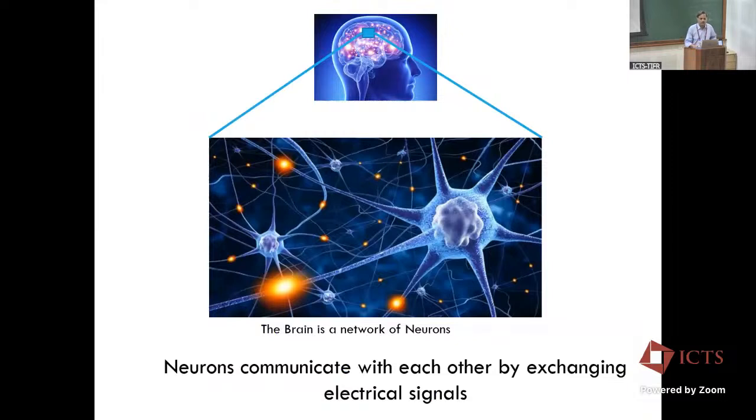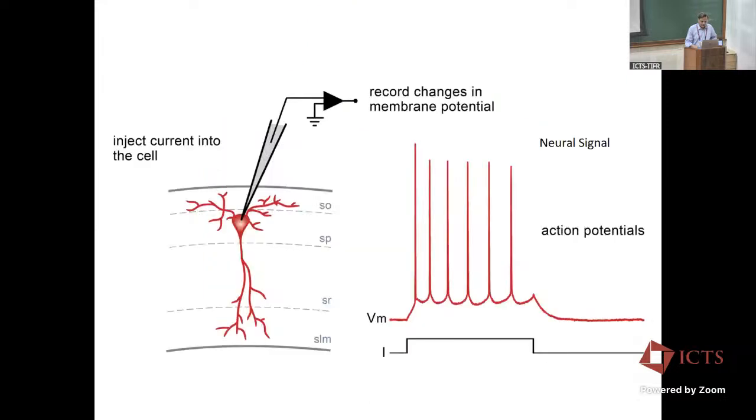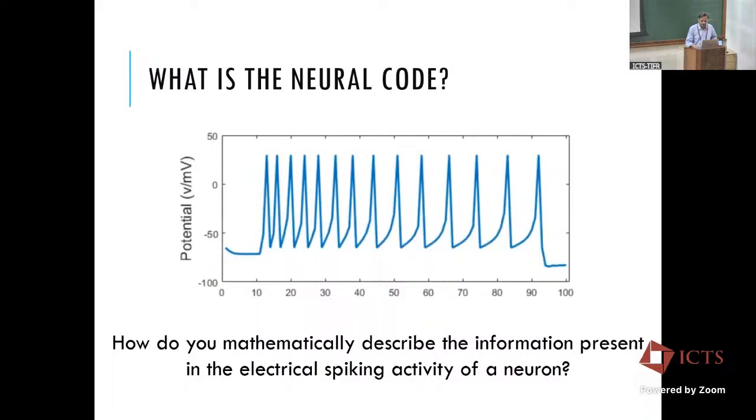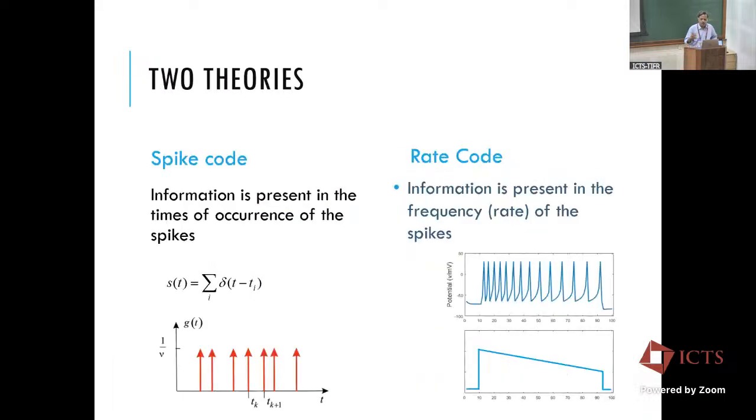So we know neurons communicate with each other using electrical signals. So we already have an excellent introduction of what is an LFP and what are spikes and all that. So basically, if you record from a single neuron, you have these spikes of action potentials. And the big question again is what is neural code? So here there are two current theories. One is a spike code, another is a rate code.